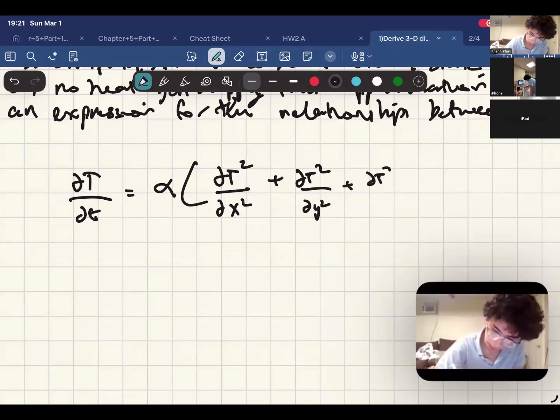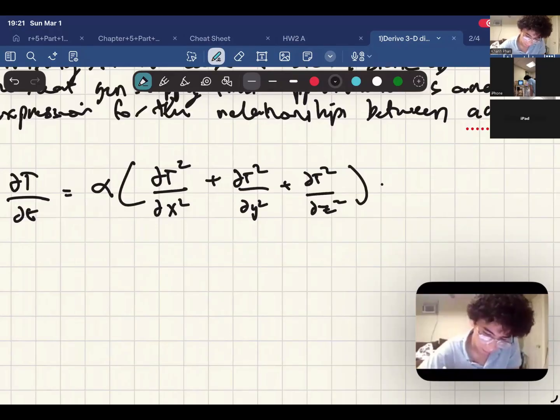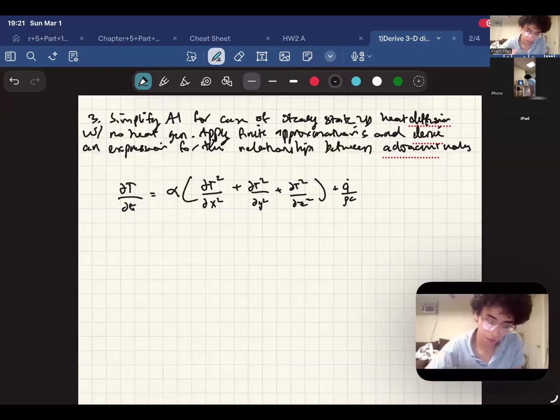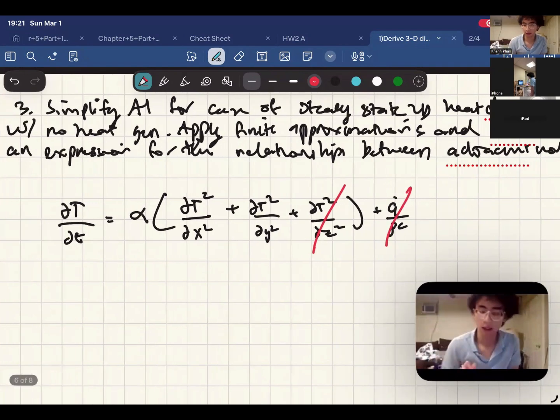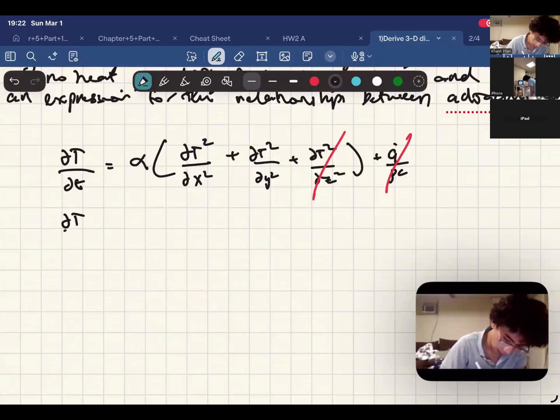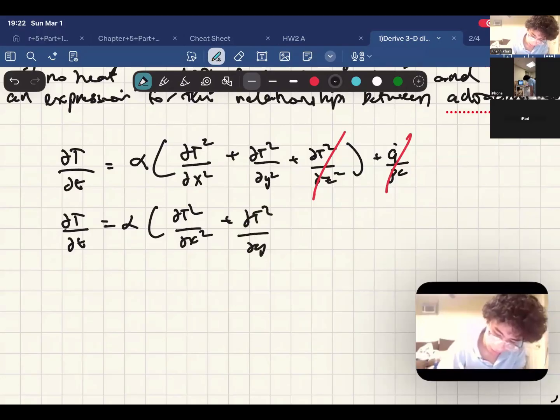And z times heat generated. So now, since it's two-dimensional, we cross out z and there's no heat generation. We cross out these two variables too. So we would have dT/dt equals alpha times d²T/dx² plus d²T/dy².